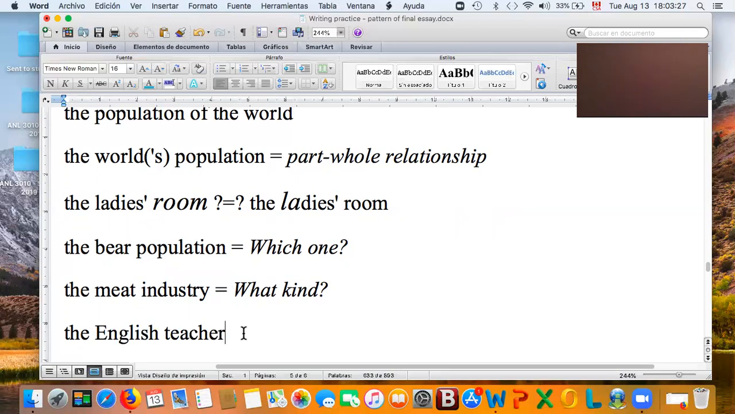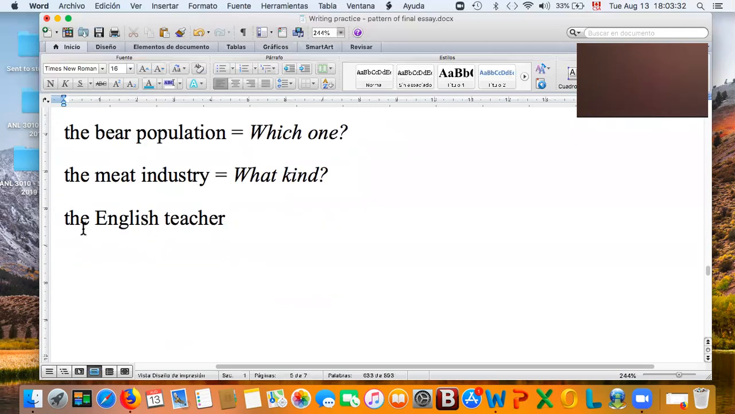Take a few seconds to guess how to pronounce this. How would you pronounce this? Well, if you recognize the trap, you should already know. If we're talking about a teacher of English, we mean a kind of teacher. So we're asking, what kind of teacher? How do we narrow the category down? That's typically the sort of thing that a compound noun will do. So that will be the English teacher.